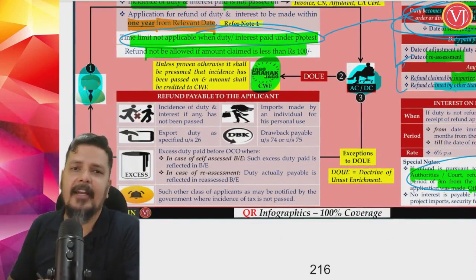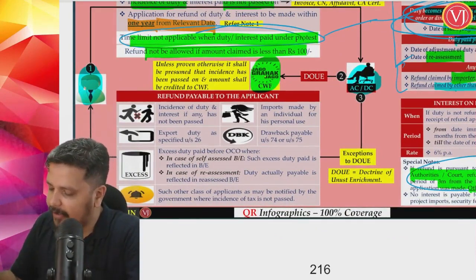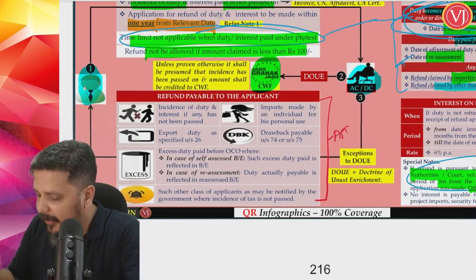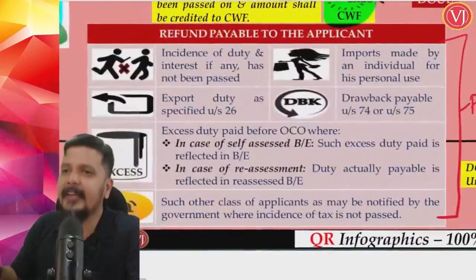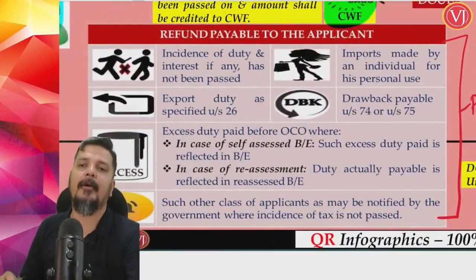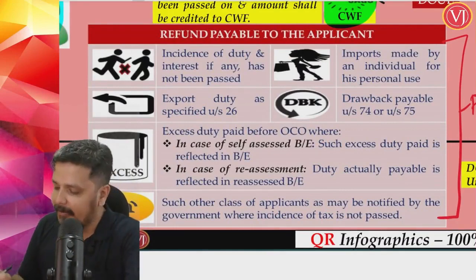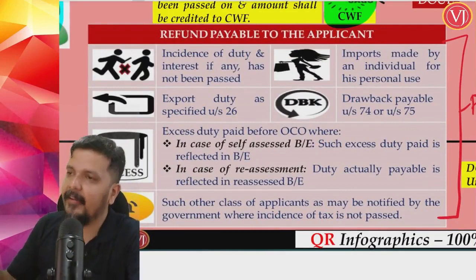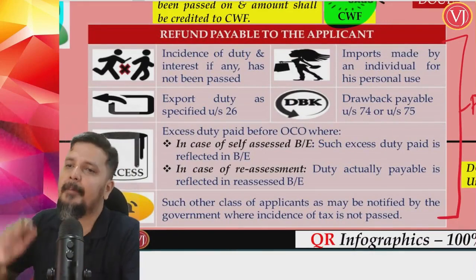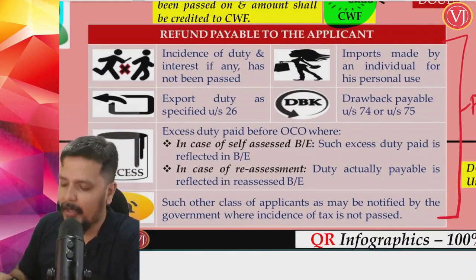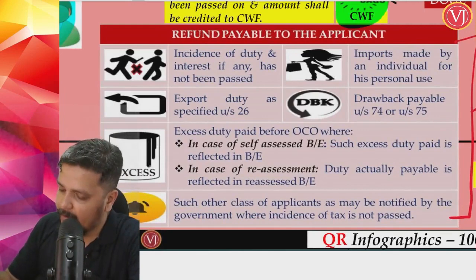I will not get the refund in my pocket. If an assessee wants a refund in its pocket, it should prove that the burden is not shifted. But there are certain cases where by default it will be assumed that the burden is not shifted, and by default the assessee will get the refund in his pocket. What are those cases?